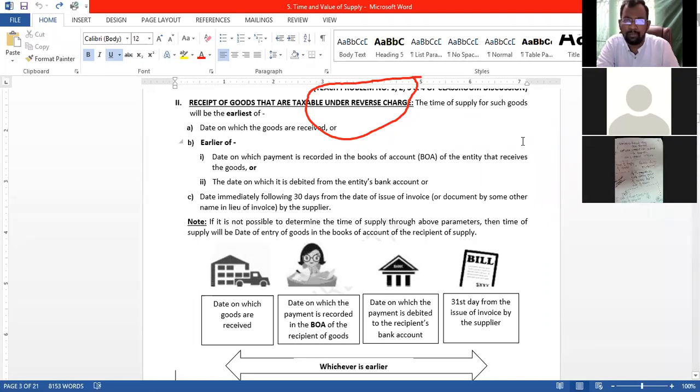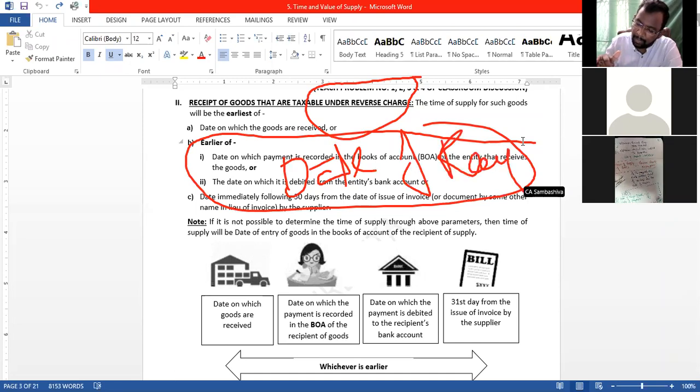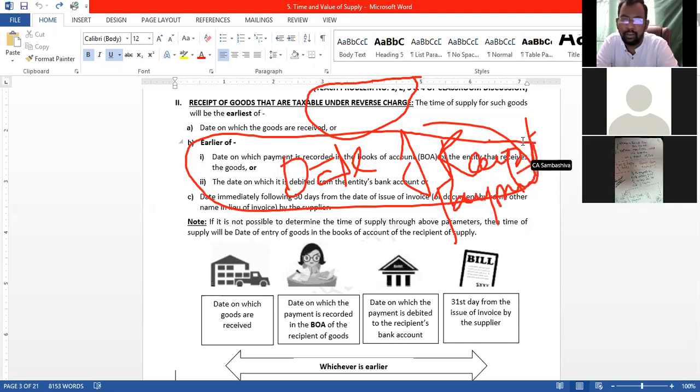So the time of supply of goods will be the earliest of the date on which the goods are received, or the earlier of the date on which the payment is recorded in the books of account of the entity that receives the goods, or the date on which it is debited from the entity's bank account. Now, this actually explains only the date of payment. Point number B explains the date of receipt of payment.